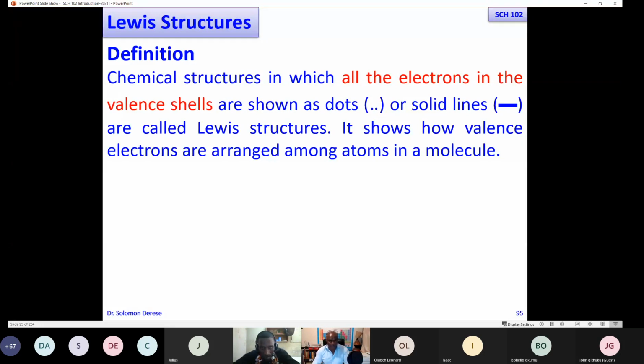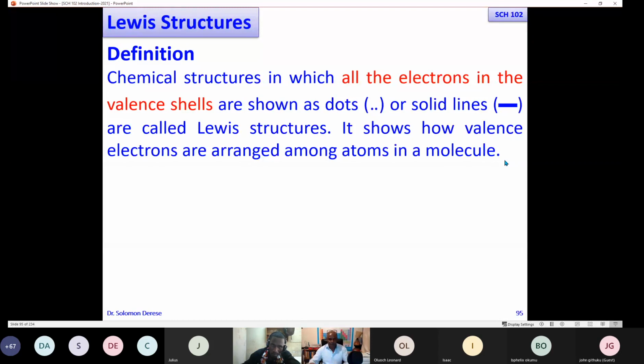When you are drawing the chemical structure of a molecule, you will be drawing the symbols for the elements, and then you'll use the valence electrons of all the atoms that are involved in that particular molecule. You use these valence electrons either as dots, 2 dots as you can see here, as a lone pair, or as solid lines, a solid line like this representing a chemical bond. So the Lewis structure will show us how the valence electrons are arranged among the atoms in a molecule.